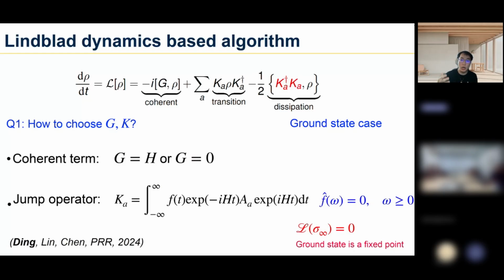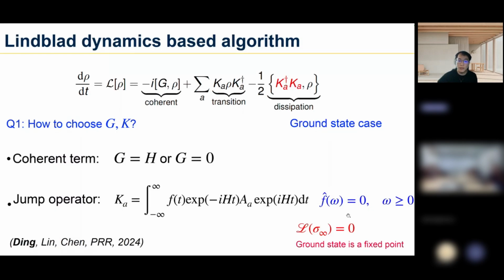We often call it the coupling operator. The beautiful thing is that when we construct this jump operator, we only need to make sure that the Fourier transform of my function f equals 0 on the positive axis. Then as long as my function f satisfies this condition, the ground state is a fixed point of my Lindblad dynamics.